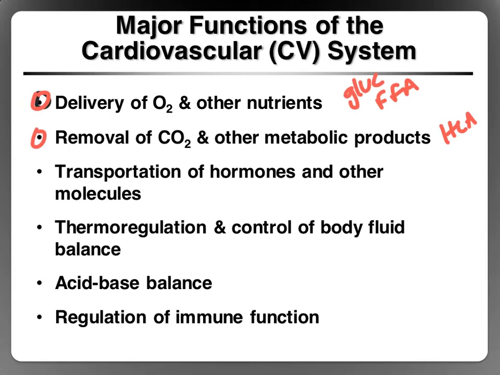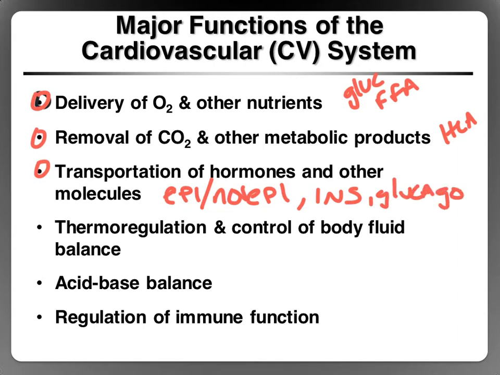You'll also see that the cardiovascular system is in charge of transporting hormones and other molecules. For instance, epi, norepi, insulin, glucagon. Those are some of the hormones we've talked about.